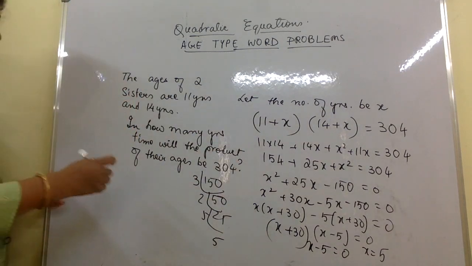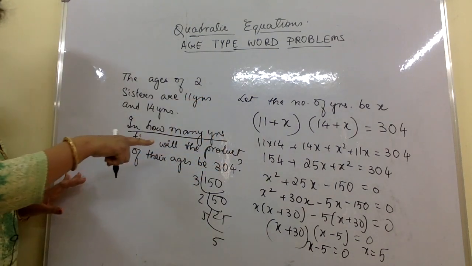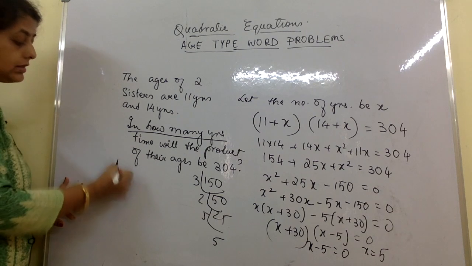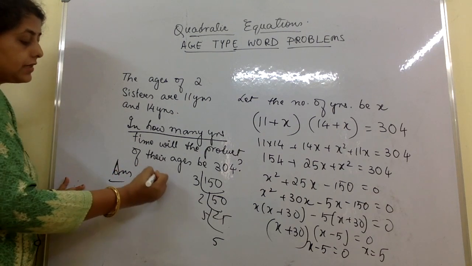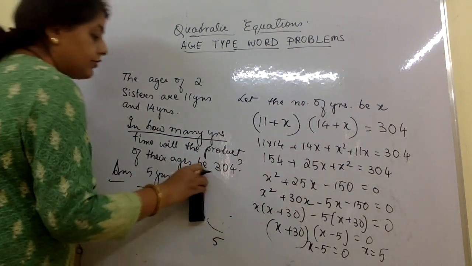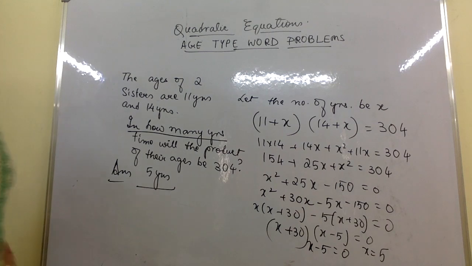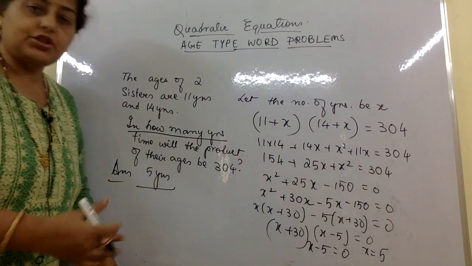Okay, so that is what they have asked, in how many years. So they have only asked the number of years. So the answer is 5 years, that's all. Okay, so that is all we'll have to write. Answer is 5 years. Okay, so let's see another sum of the same type, age type.